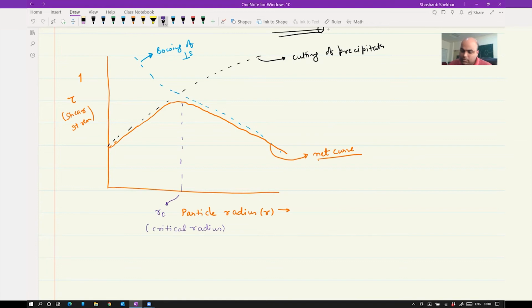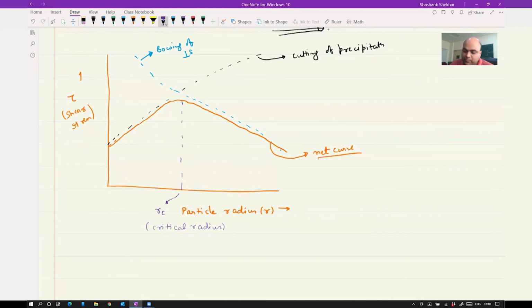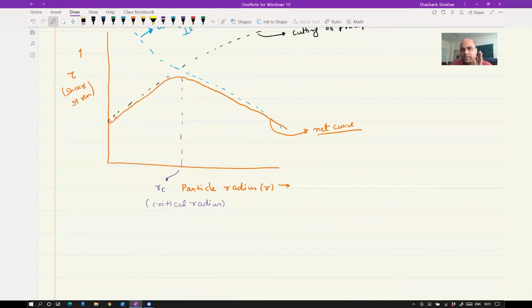Okay. So below the critical radius, now if you see this curve, overall curve is now the red one. Below the critical radius, we have cutting of precipitates. And above the critical radius, the bowing of dislocation is going to be the dominant mechanism. So the mechanism changes with respect to radius.